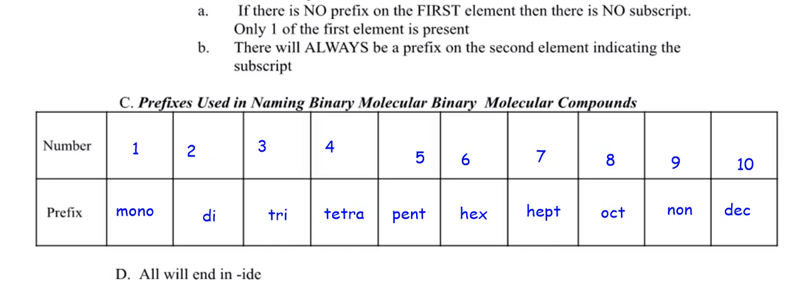Okay. Now, what else did I put here in letter D? Every single one of these binary. So if it's binary ionic, it ends in "ide." If it's binary covalent, it ends in "ide." All right. So let's see how these work.